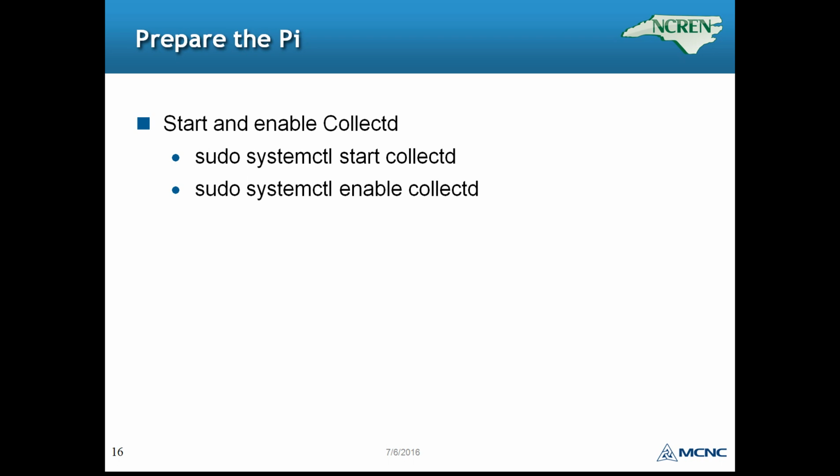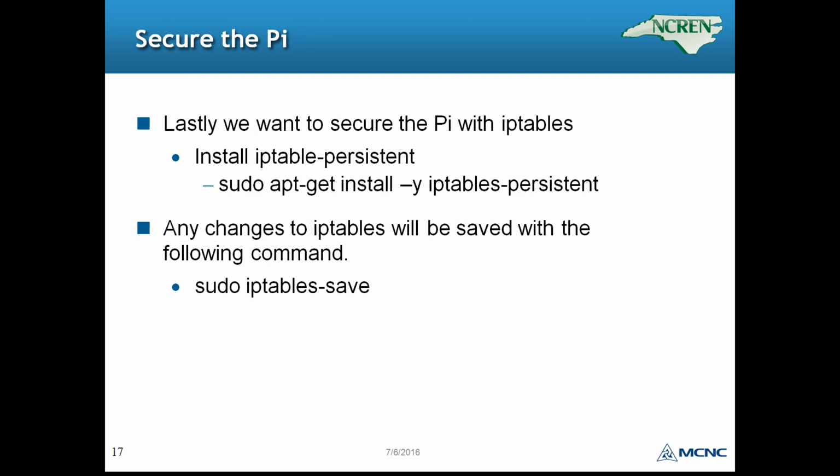So we're going to want to secure this, and we're going to use iptables to do this. But the thing is, with Debian, iptables is not persistent, not like you would find with a Red Hat distribution. So in order to make iptables persistent, you actually have to install another package. And lo and behold, they called it iptables-persistent. Makes sense.